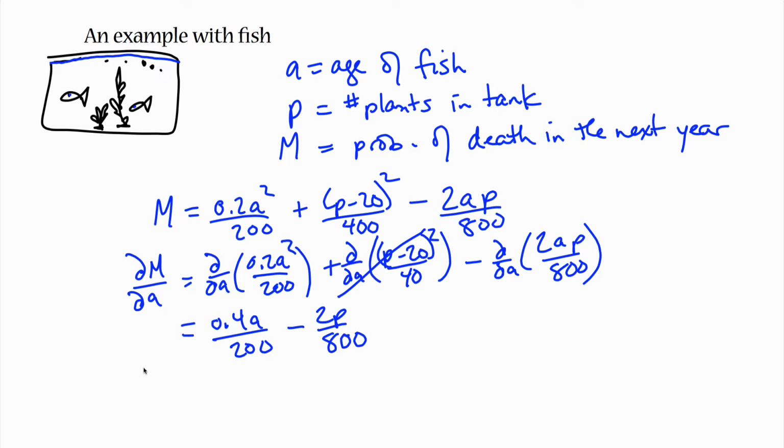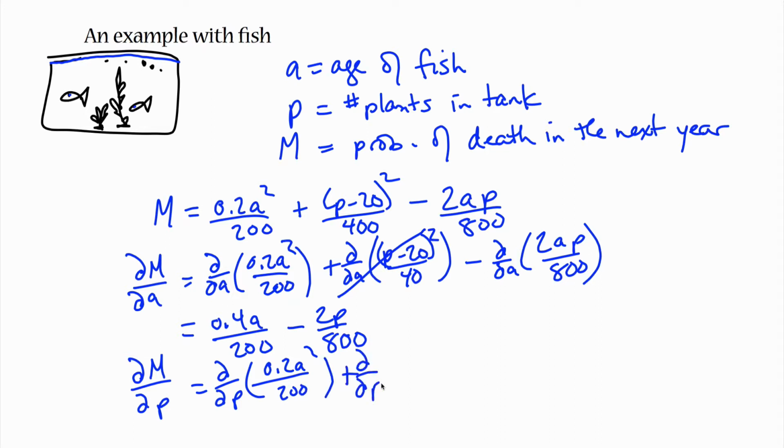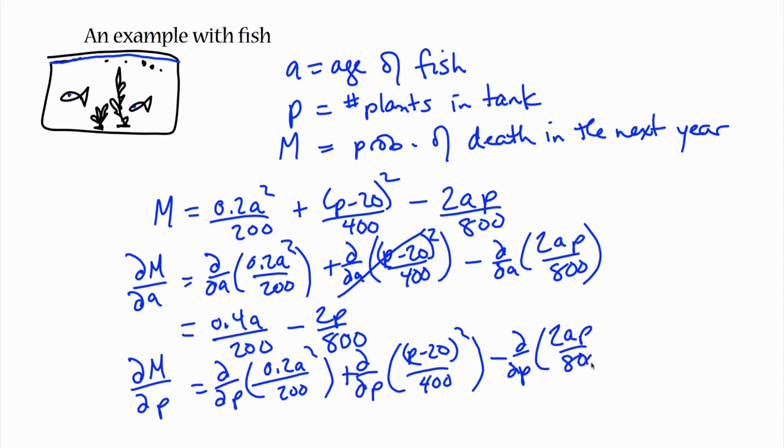And the other partial derivative, I want to know how mortality is going to change if I add another plant. Well, that's going to be dM by dP, which is d by dP for the first term, plus d by dP of the second term, oops, that should be 400, minus d by dP of the final term, which I'm running out of space here.